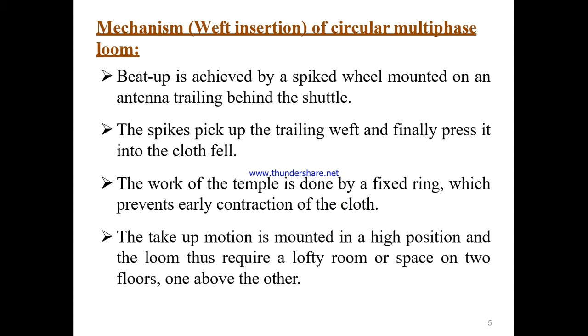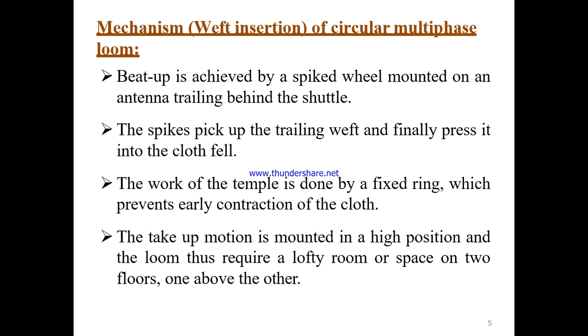This is the beat-up. The work of the temple is done by the fixed ring. Here the temples are not there. There are some fixed rings which will maintain the cloth width, that is, the circumference of the fabric in case of circular fabric, which prevents early contraction of the cloth. The ring maintains the diameter of the cloth, or the circumference of the cloth, and will prevent the contraction of the cloth at the formation of the shed.